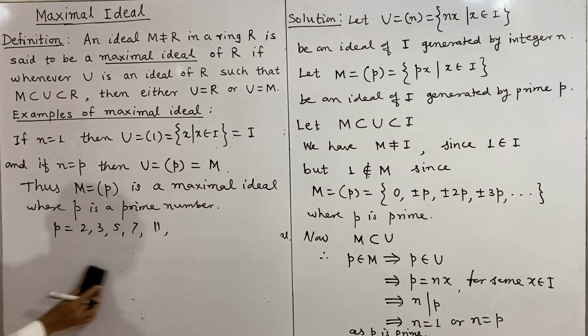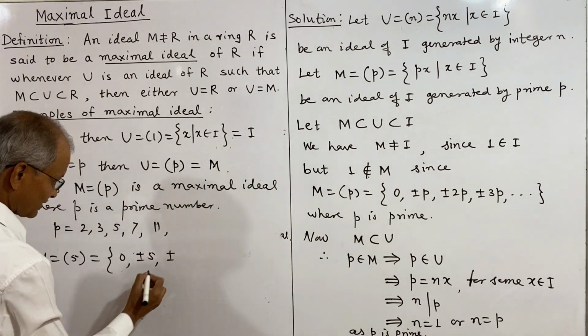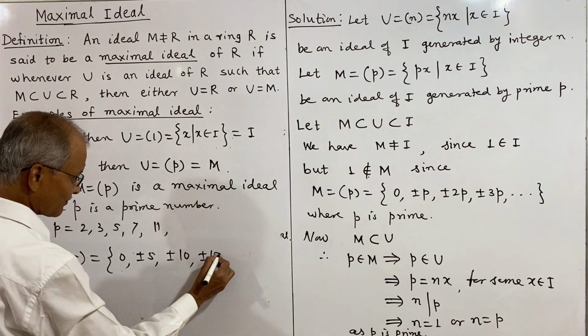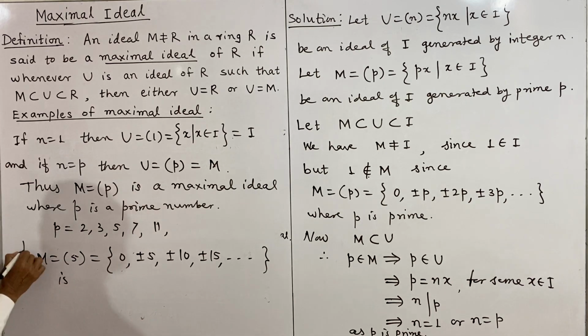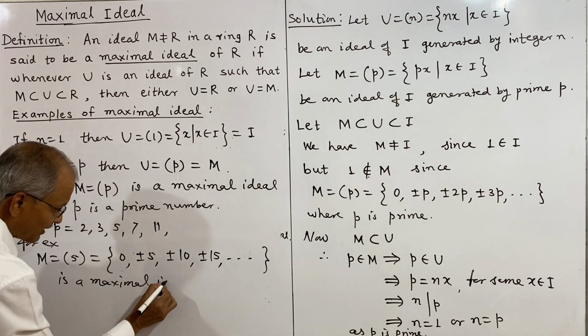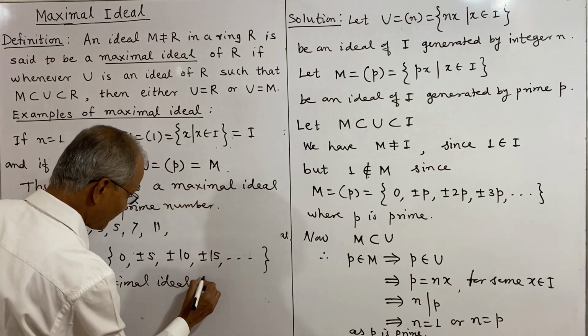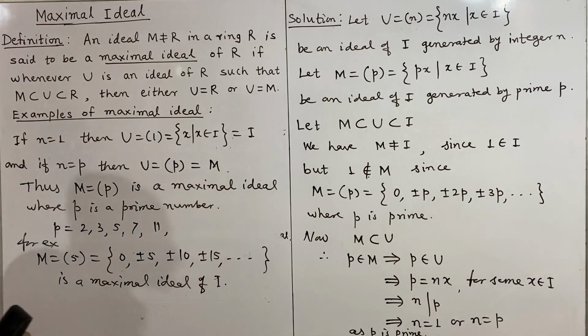Earlier we considered an example: the ideal generated by 5 will be all multiples of 5, that is 0, plus or minus 5, plus or minus 10, plus or minus 15, etc. This is a maximal ideal. There are infinitely many primes, and therefore there will be infinitely many ideals generated by a prime, and these are maximal ideals of I, the ring of integers. So this is our first example. If you consider the ring of integers, then any ideal generated by a prime number will be a maximal ideal.